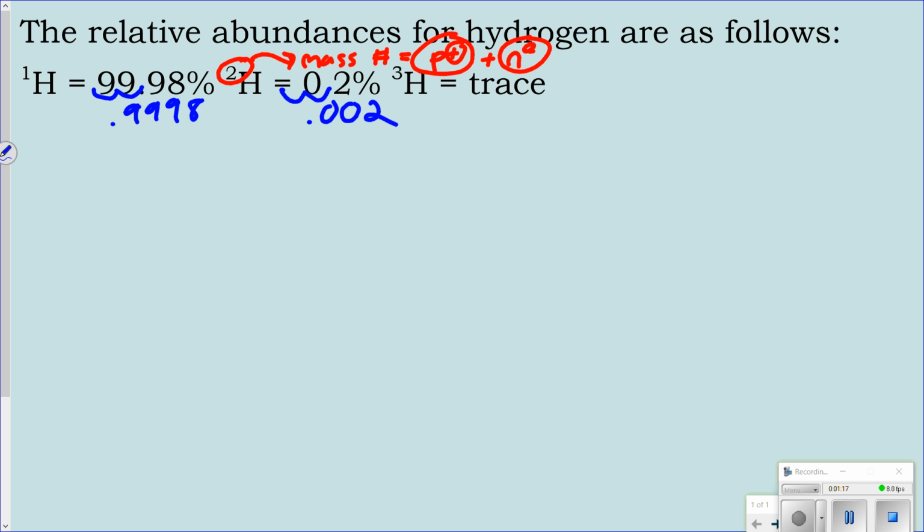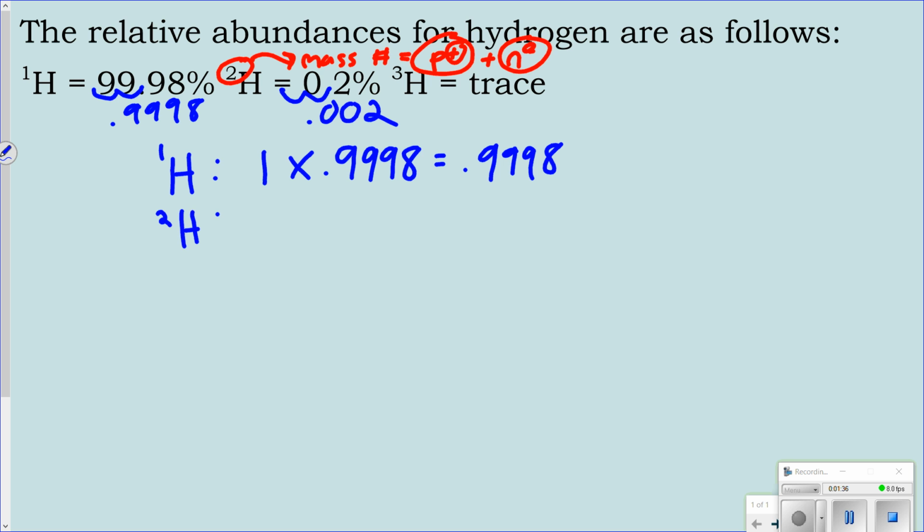The next thing I'm going to do is multiply each of those decimals by the mass number. So here's hydrogen-1. It has a mass number of 1. So I'm going to multiply that by 0.9998, and I get itself over again. Easy math. I'm going to do this for hydrogen-2: 2 times 0.002, and I get 0.004. I'll add that there just to make sure all the decimals are the same.